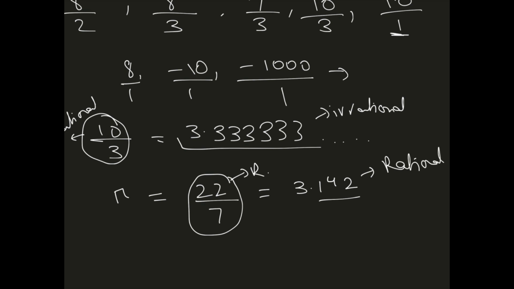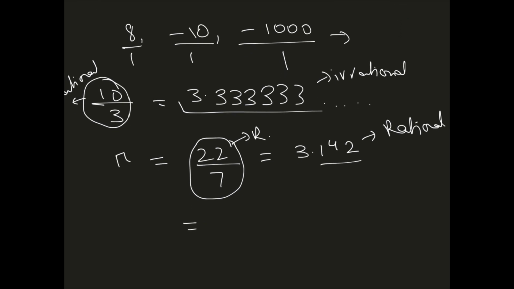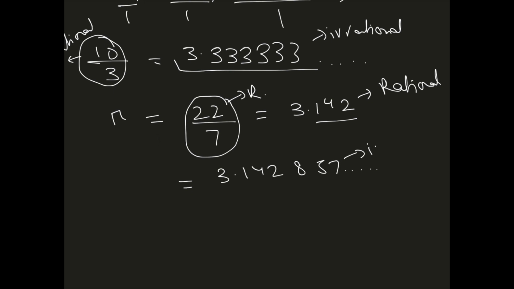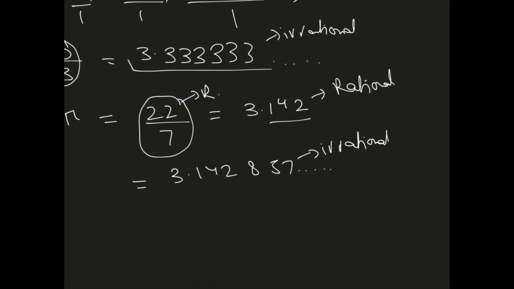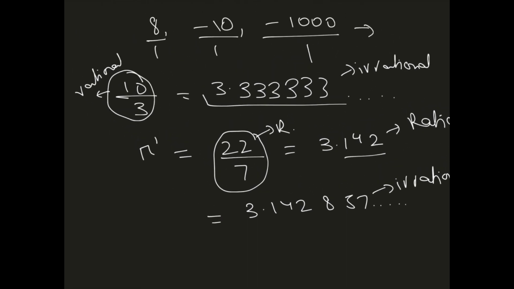But when you actually divide 22 by 7 in a calculator, you will not only get 3.142, but you will get 3.1428557, and the numbers will keep going, right? So this becomes an irrational number, because the number of decimal places is not limited. They are going on and on and on. They are like infinite, right? So this becomes an irrational number, and that's what makes pi an irrational number, right?